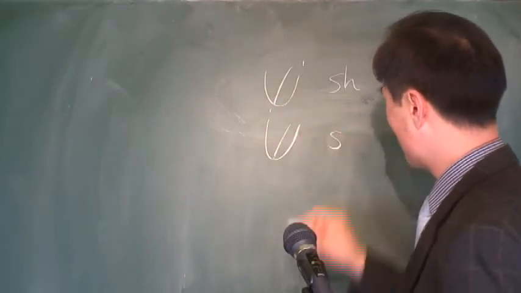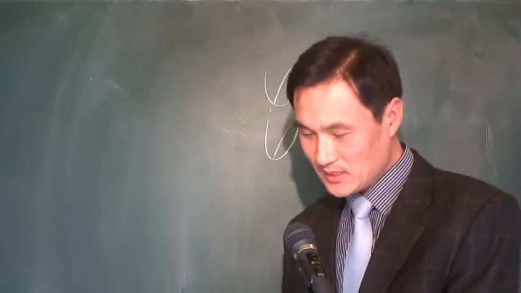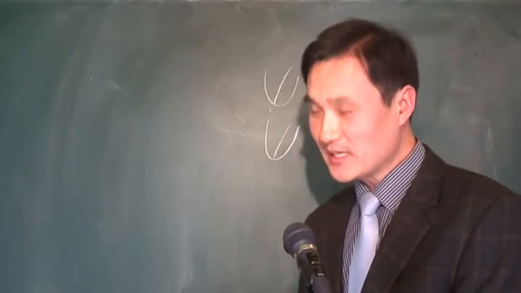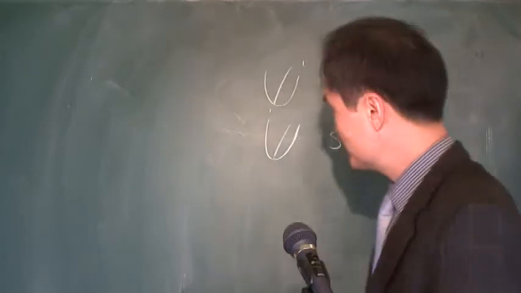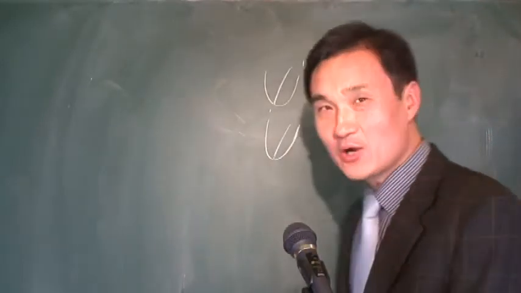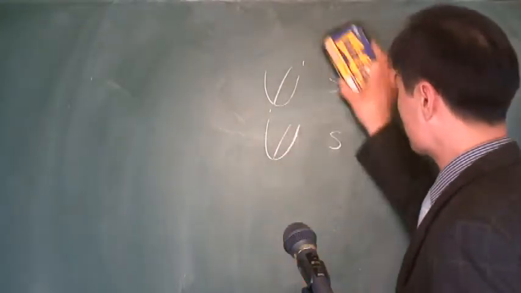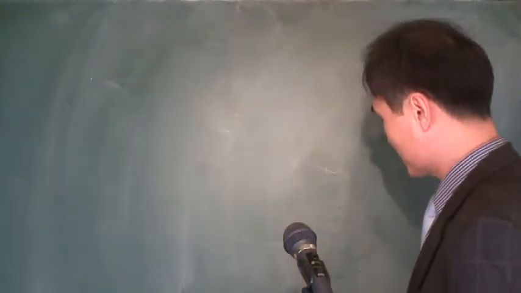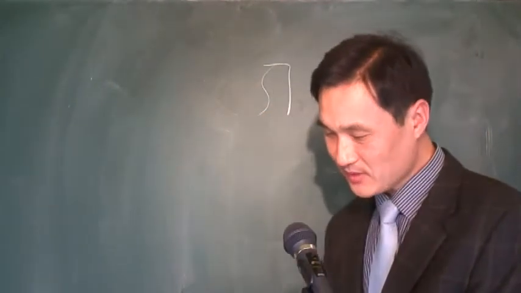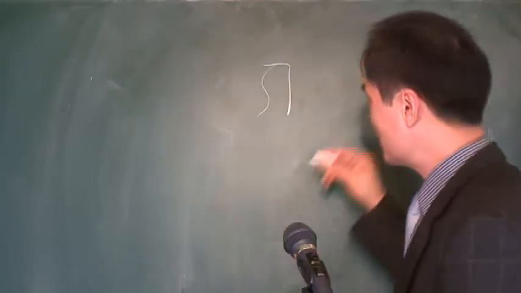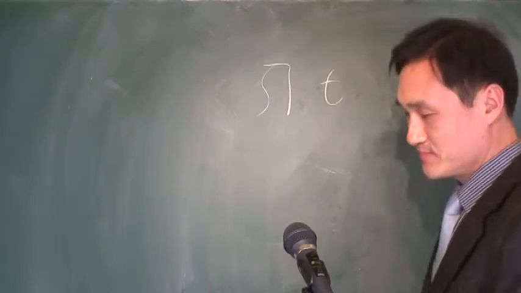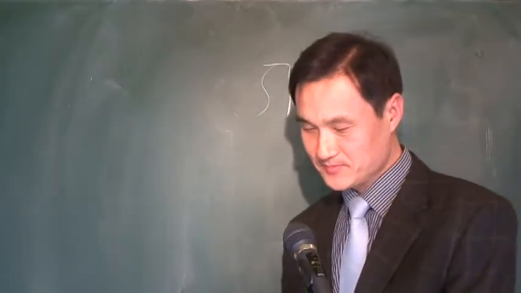Next, sin. When the dot is on the left, it is pronounced sin. The sound of this consonant is like the English letter S. Next, Tao. This consonant sounds like the English letter T.